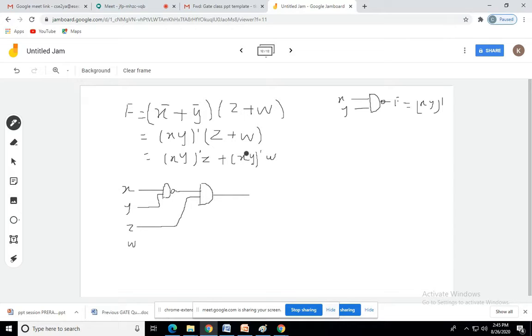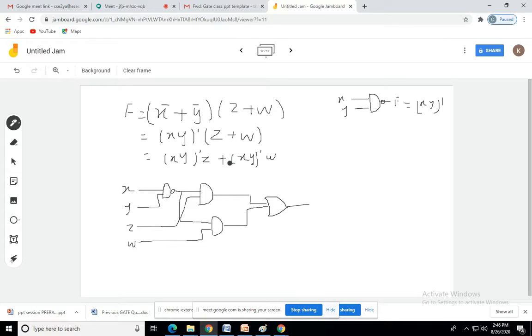And next is again (xy) whole dash. We can drop a line from here and we have to AND this with w. This is an AND gate. After that we have to use an OR gate because both expressions are ORed.